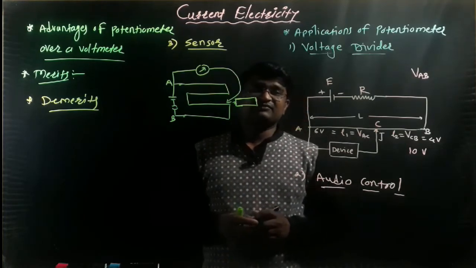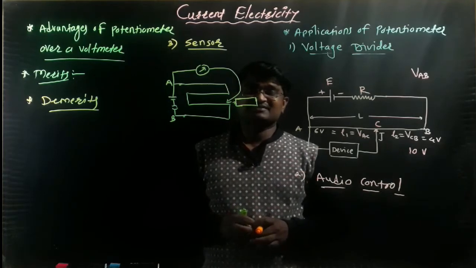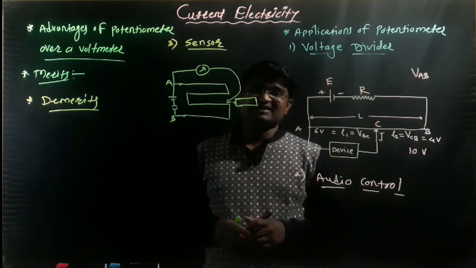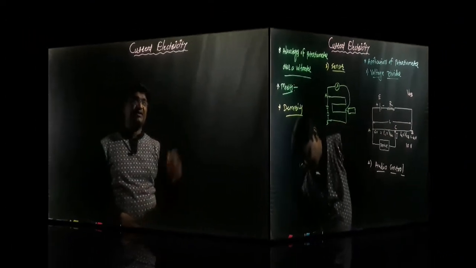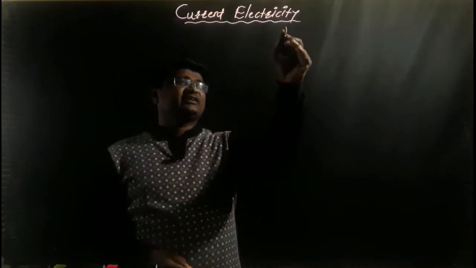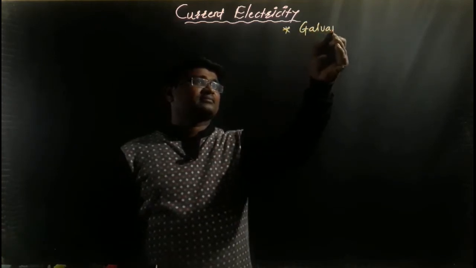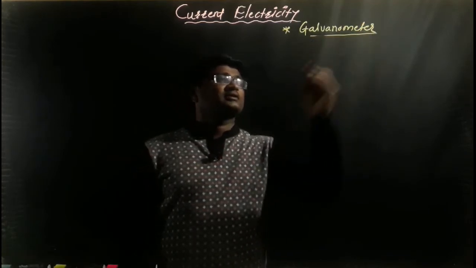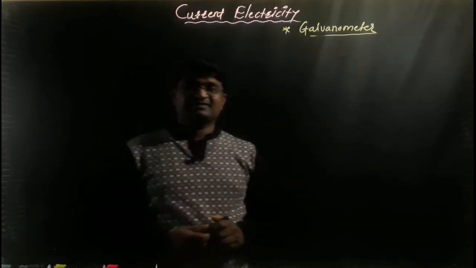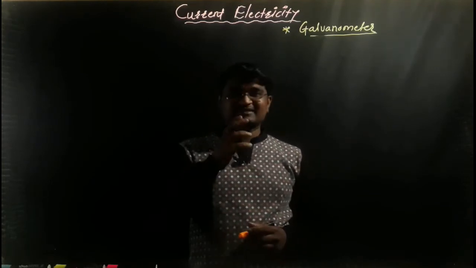And after that, we discuss the last and important point from this chapter, the fourth part of the given chapter: the galvanometer. This is the fourth and very important remaining point from the chapter current electricity, that is, the galvanometer.